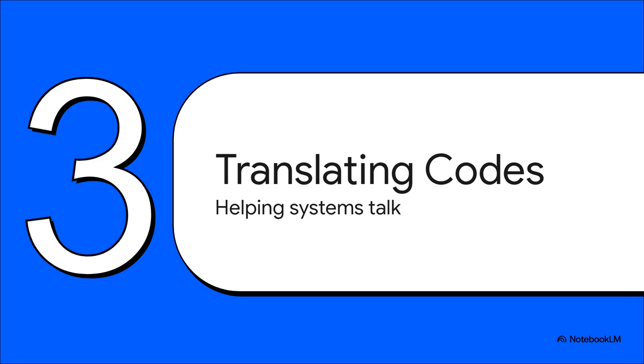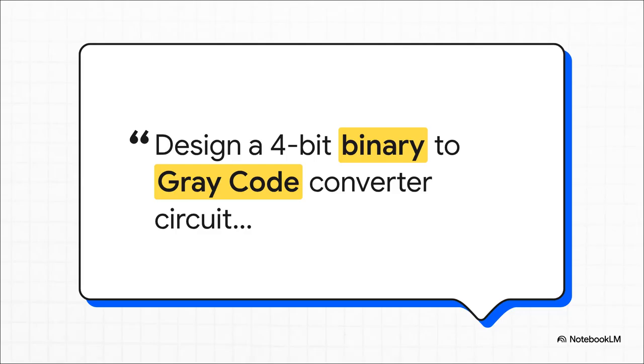Okay, so we've got a language and we've got some basic building blocks. But what happens when different digital systems use slightly different dialects? Well, you need a translator. And that brings us to question 3. The task here is to design a converter, specifically one that translates a standard 4-bit binary code into something called gray code. It's a classic digital translation problem.